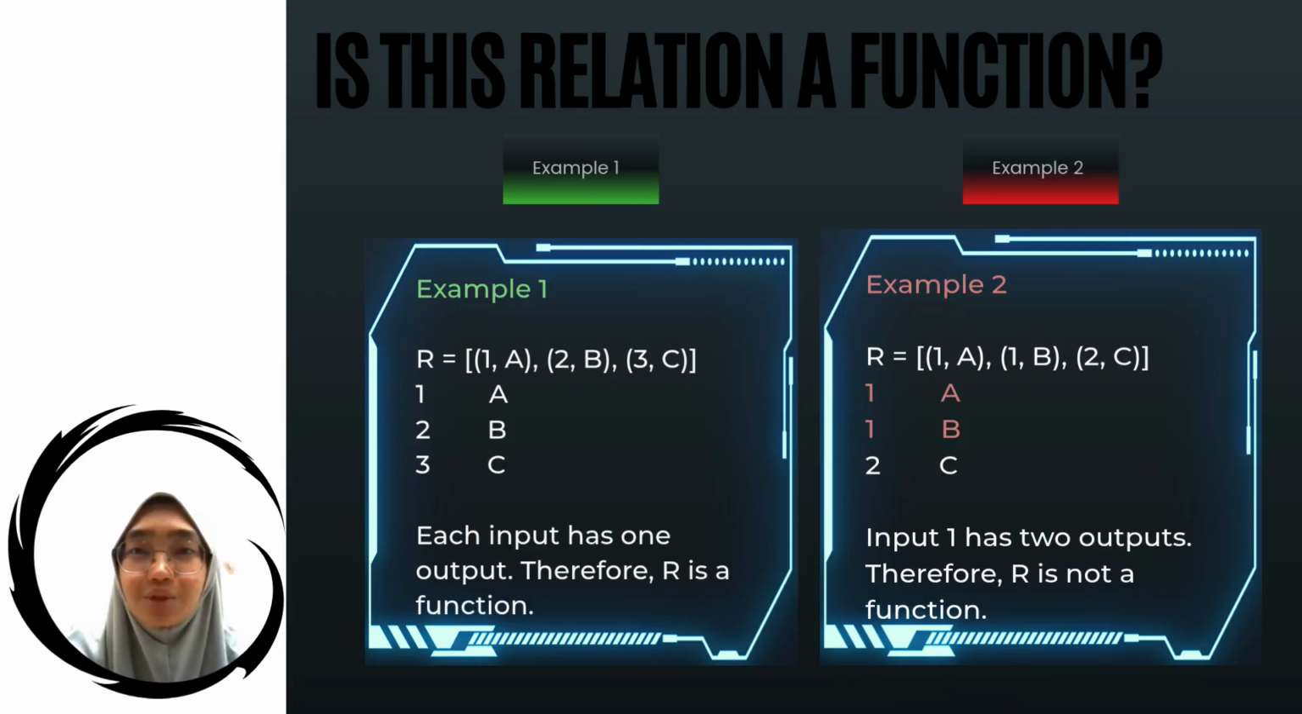Now let's look at example 2. In this example, one input is connected to two different outputs. This violates the rule of a function. Therefore, example 2 is not a function. This example clearly demonstrates the relationship between relations and functions. Every function is a relation, but not every relation can be considered a function.